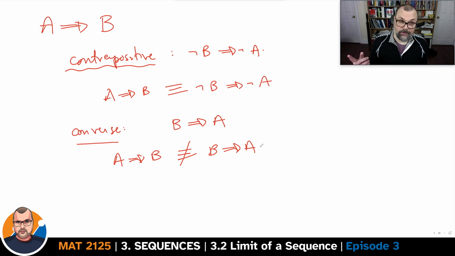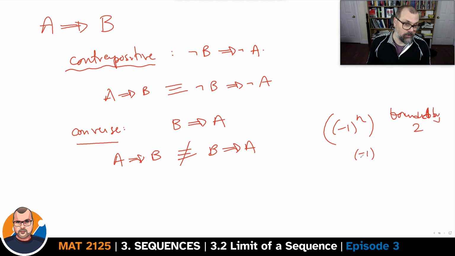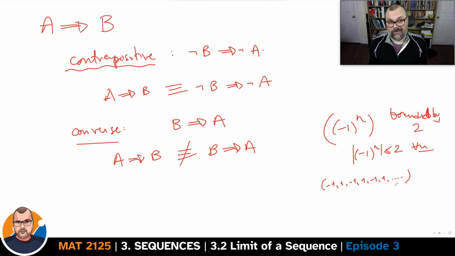That's not the case. For example, the sequence minus 1 to the n is bounded by 2. So the absolute value of minus 1 to the n is always smaller than 2 for every n, but if you look at the sequence, this would be minus 1, 1, minus 1, 1, minus 1, 1. It doesn't converge to any value. It's bounded and not convergent.